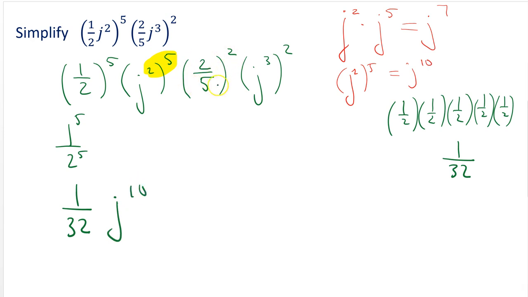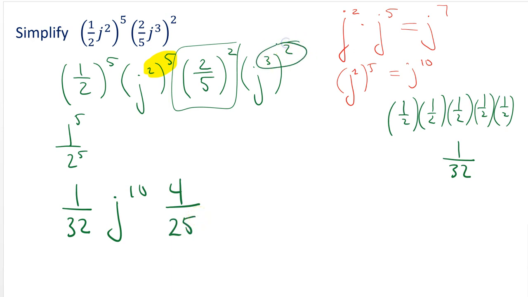Okay, now here we are again with a fraction raised to a power right here. So we just learned that I can say that's 2 squared, or 2 times 2, which is 4, and 5 squared, or 5 times 5, which is 25. And then right here, I multiply those together to get j to the 6th. Now we're not finished because I'm required to multiply this fraction times this fraction, and then the j to the 10th times the j to the 6th.